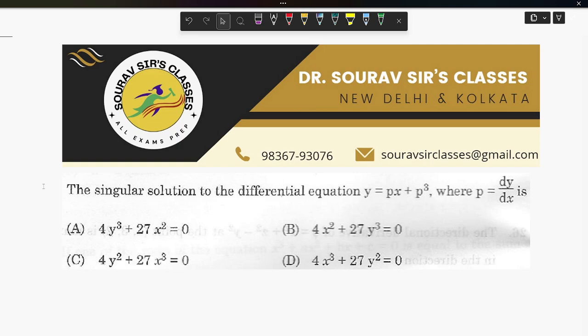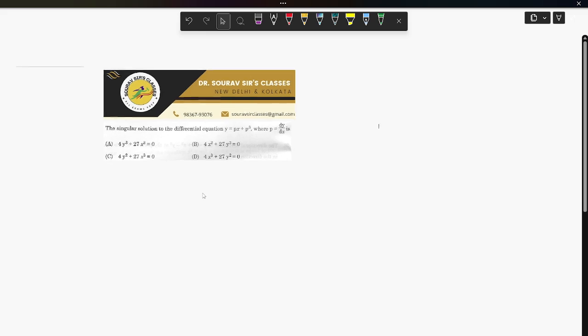Okay. So now we are going to solve a mathematical problem which appeared in the year 2024 in the question paper of PUMDET, and the question is telling us that the singular solution to the differential equation y equals px plus p cube, where p equals dy/dx, is... There are four options here. Option A is 4y cube plus 27x square equals 0. Option B is 4x square plus 27y cube equals 0. Option C is 4y square plus 27x cube equals 0. And option D is 4x cube plus 27y square equals 0. Okay. So what can be done here?